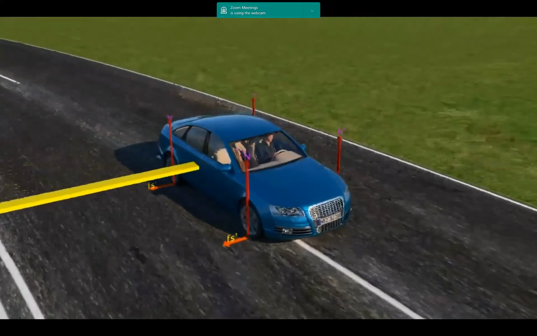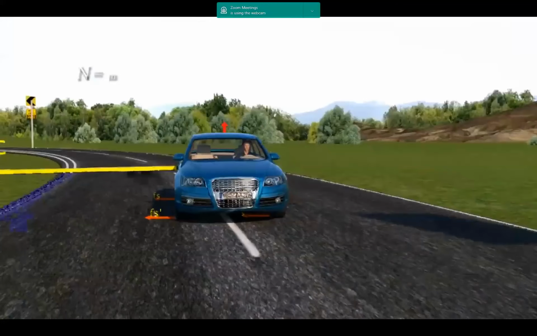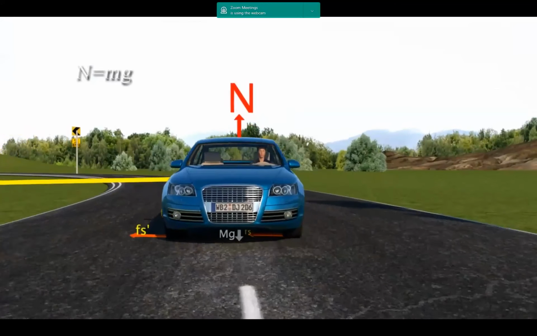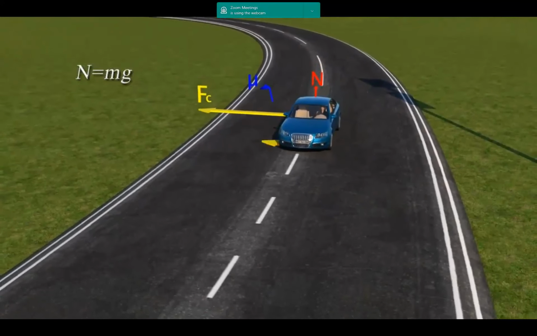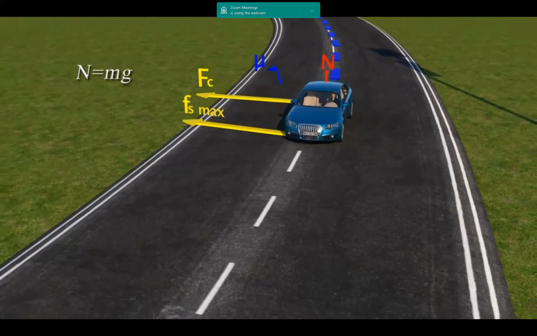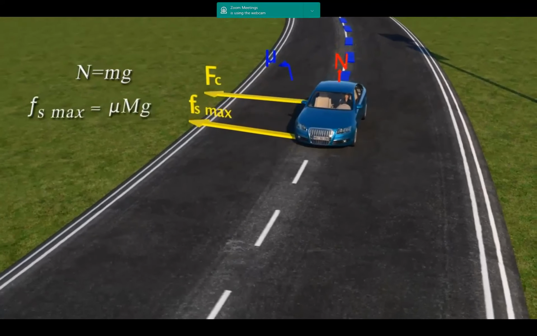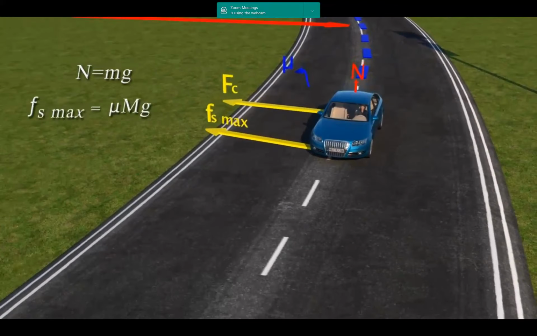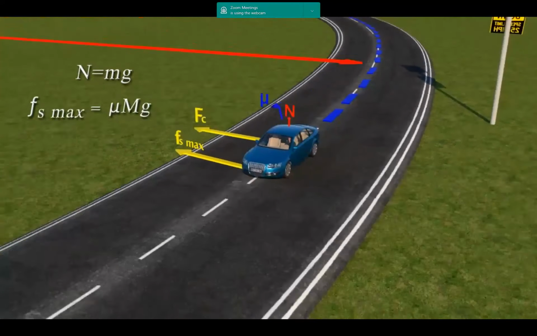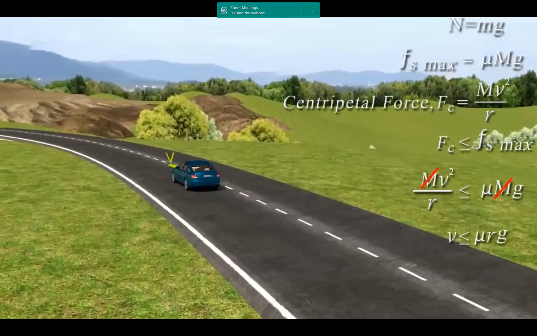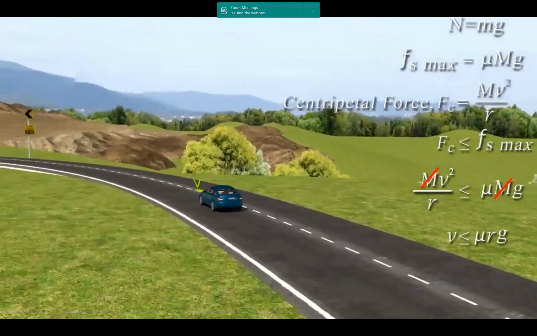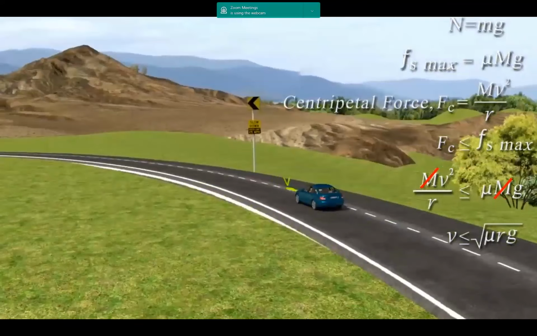Normal force N balances the weight of the car mg. If the coefficient of static friction is mu, the maximum frictional force which can act towards the center of the arc is mu mg. So if you write those equations, we get velocity v should be less than or equal to the limiting value root over mu r g.